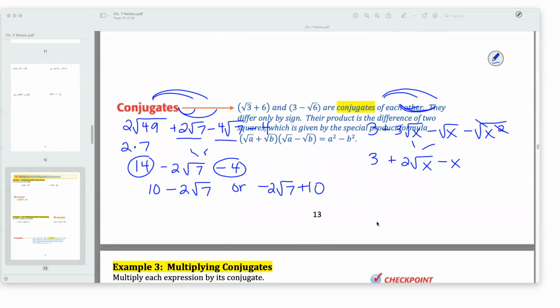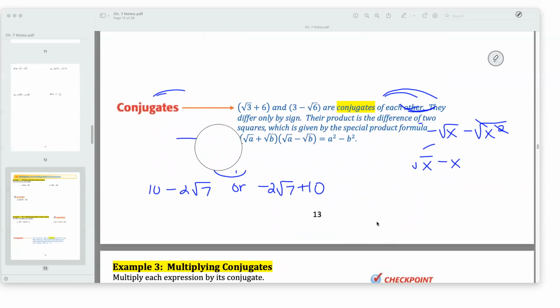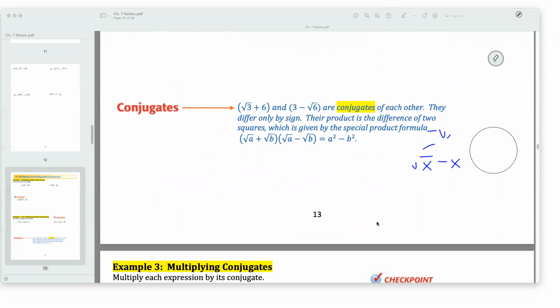The next thing in this section is called conjugates. It's kind of a weird word, but if you read the definition and look at the examples here, the examples that I'm giving you, the square root of 3 plus 6 and 3 minus the square root of 6, are conjugates of each other because they're the same, but they differ only by sign, meaning one has a plus sign, one has a minus sign, but they're made up of the same components.